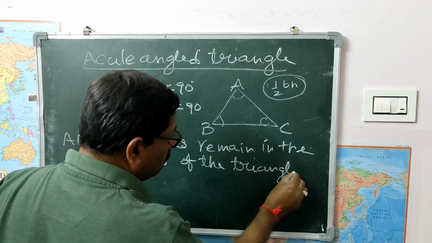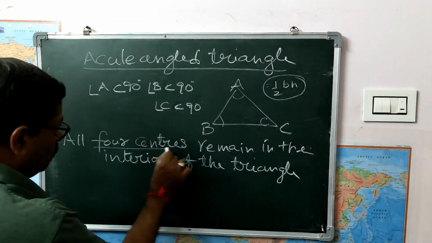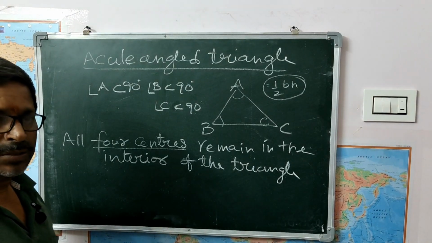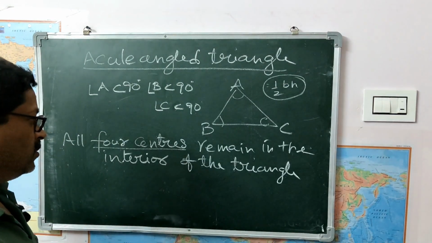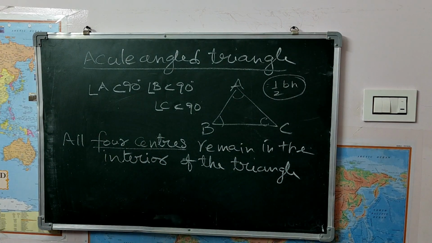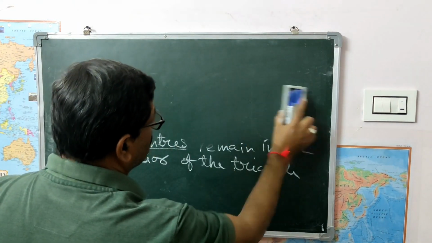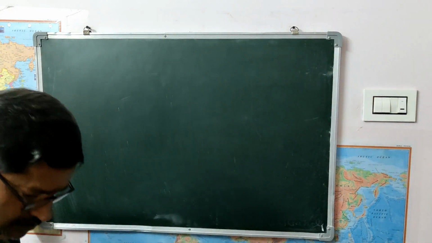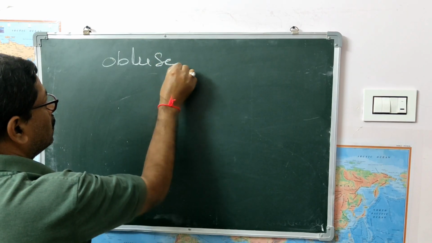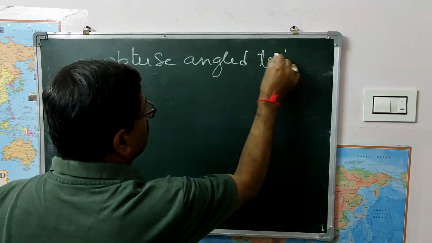This point, some of you get confused sometimes. That's why I'm clearly telling you all four centers, meaning, remember, centroid, orthocenter, circumcenter and incenter, all lie in the interior of the acute angled triangle. And that is all about this one. And next one, obtuse angled triangle.